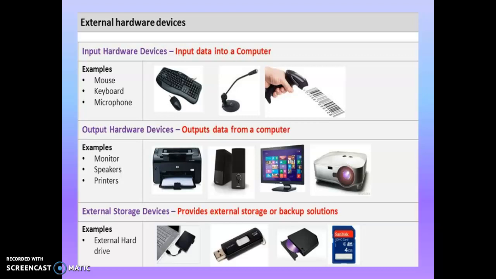The hardware components that are located outside the CPU box are called external hardware components. These components are connected to the computer externally. Hence, they are also called peripheral components. External hardware components can be classified into three categories: input hardware devices, output hardware devices, and third, external storage devices.